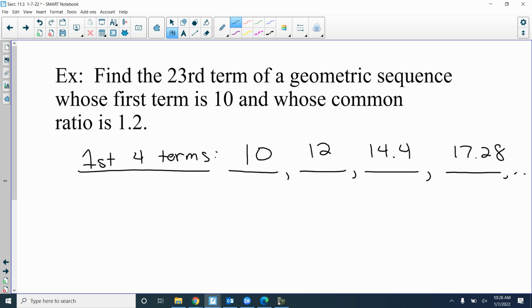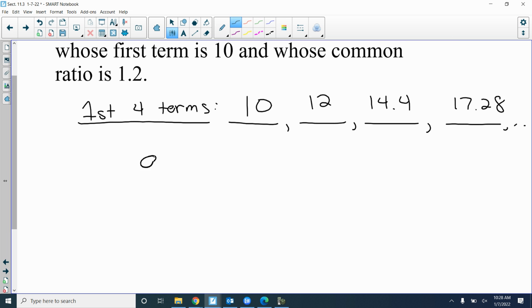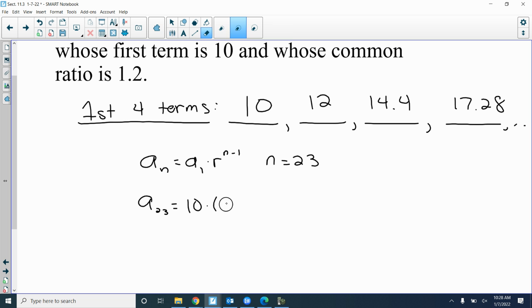All right, we want the 23rd term. We'll use the fact that a sub n equals the first term times r to the n minus 1. We'd let n equal 23. So my 23rd term, first term is 10 times 1.2 to the 23 minus 1 or 22 power. Now you're going to get a decimal, a non-terminating decimal. Just round it off to the nearest hundredth for this case.